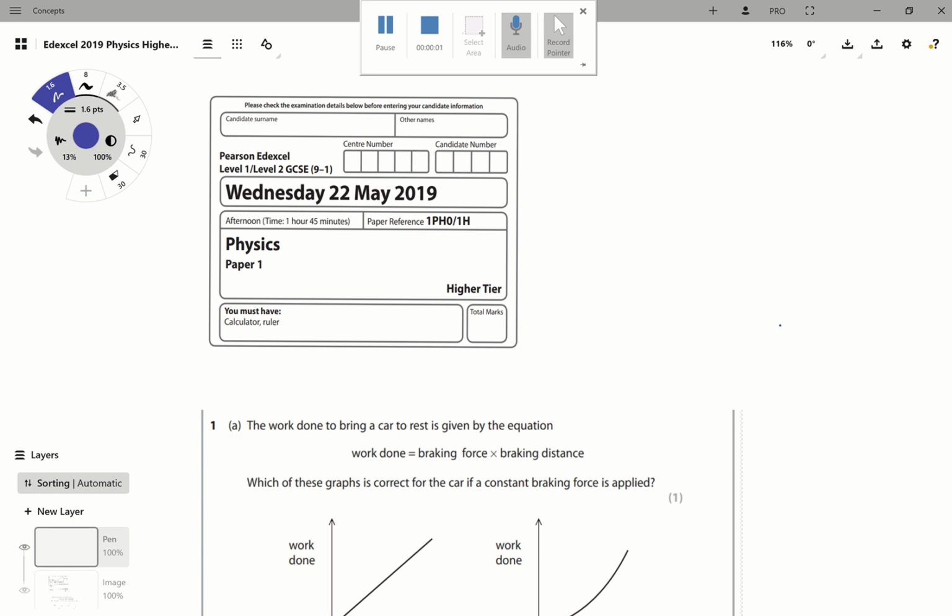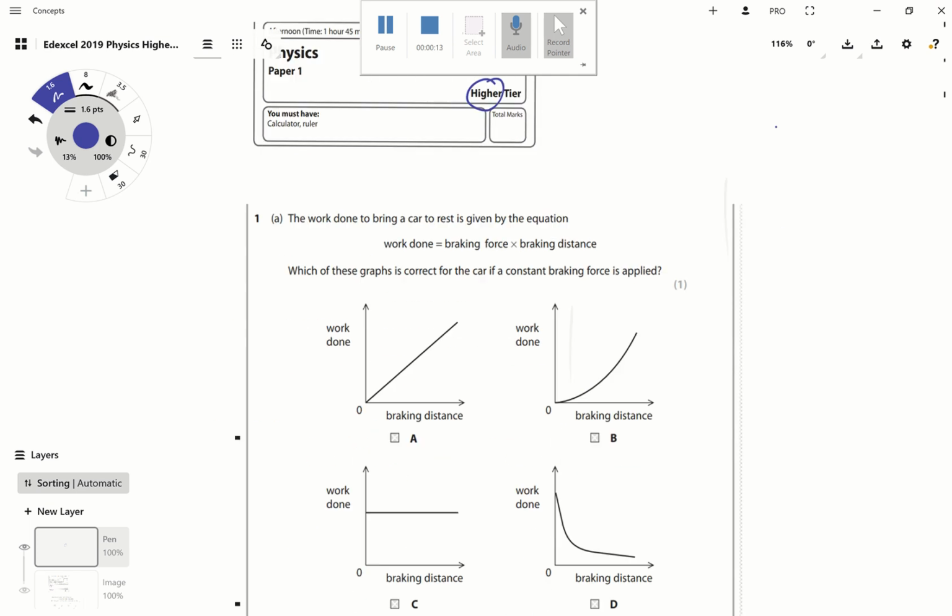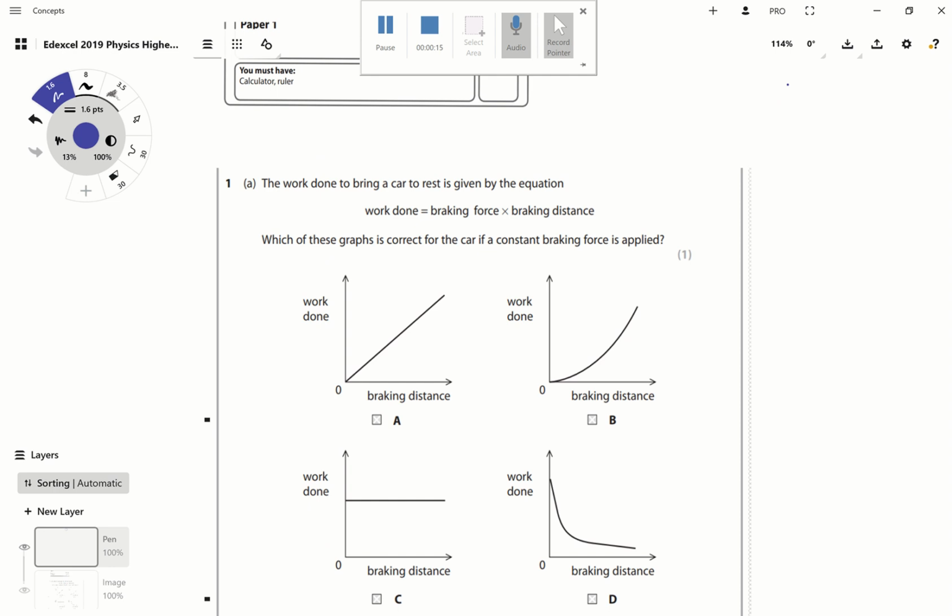Hi, Year 11. This is a sequence of videos to go over a 2019 past paper, paper 1, and you'll see that it's higher tier. I'm going to go through question by question and do a mini video for each question.